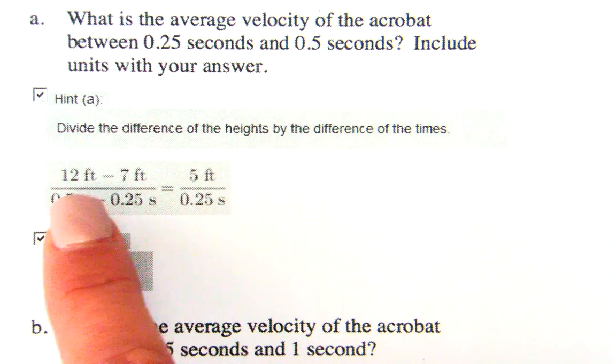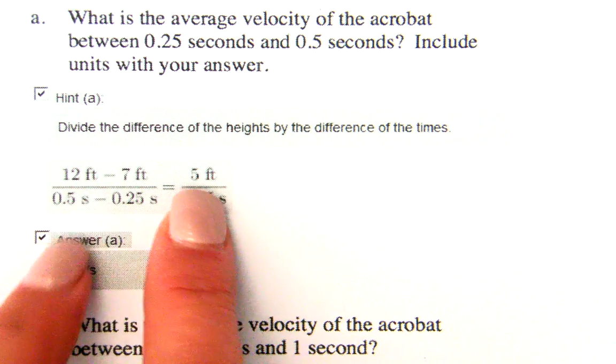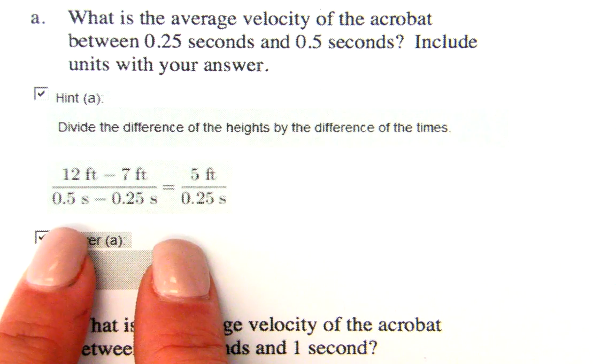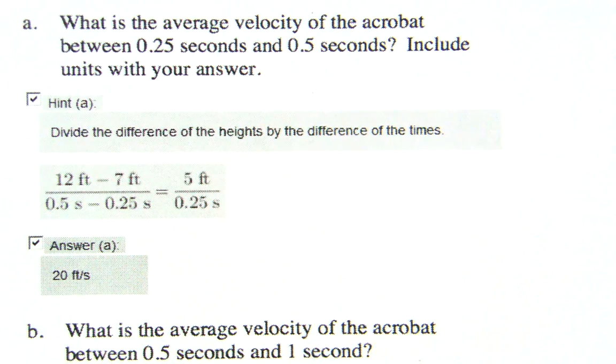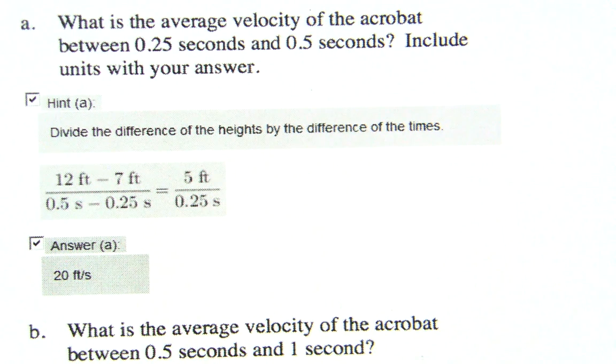So between 12 feet and 7 feet, how much does she actually go up? She went up 5 feet. And between 0.5 seconds and 0.25 seconds, the time lapsed was 0.25 seconds. So if you divide 5 by 0.25, you should get 20 feet per second. So in that time frame, between 0.25 and 0.5 seconds, she was going 20 feet per second.